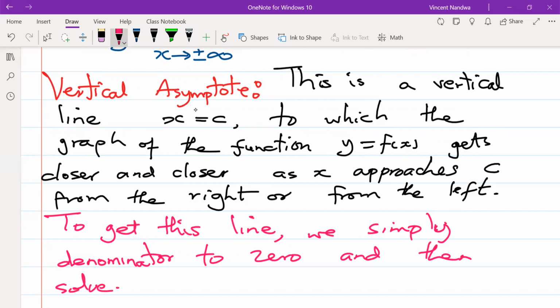And it should be very clear that not all functions will have both vertical and horizontal asymptotes. Even in some cases, the function may not have any of the two asymptotes. So it's not a condition that each function must have a vertical asymptote and a horizontal asymptote. Some may have only a vertical asymptote. Some may have only a horizontal asymptote. Some may have neither.